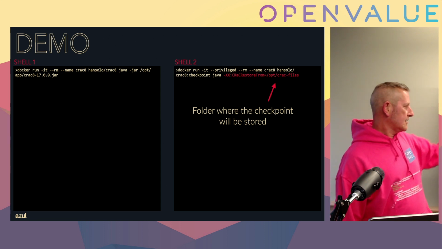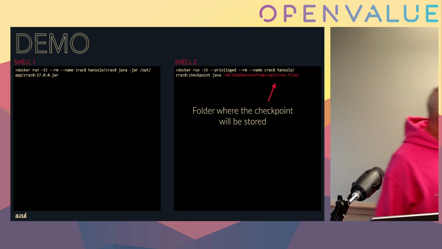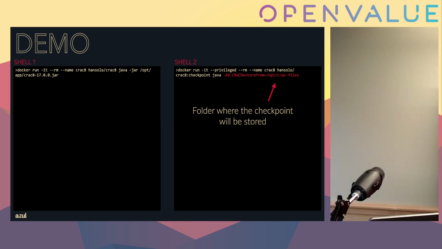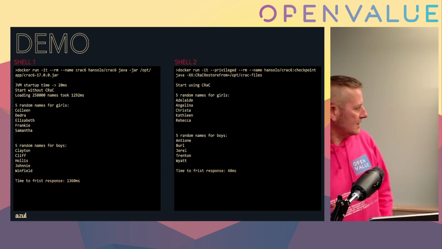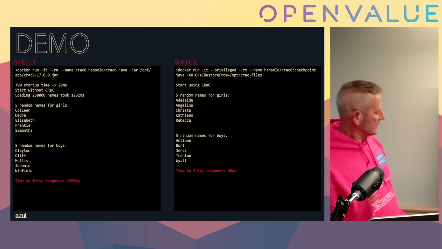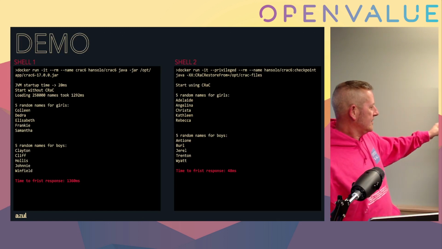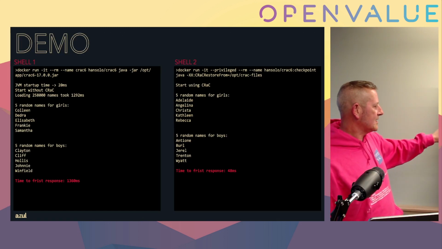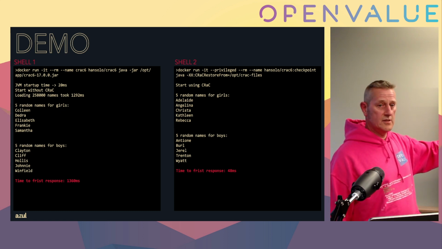So here I just start the jar file, and on this one, I run it pointed to this folder, right? That means I call Java and restore from that because I have a checkpoint in that container. So what happens is, that was too fast. Here, I also print out JVM startup time. This is JVM startup time, 20 milliseconds.